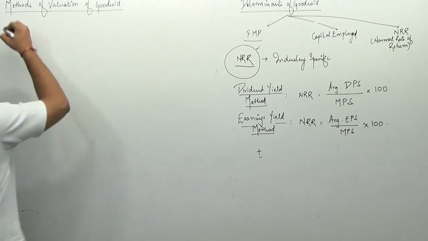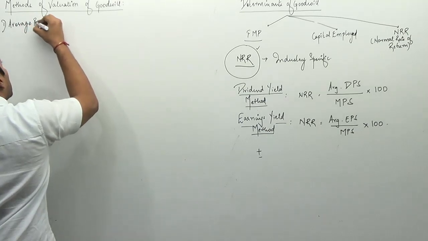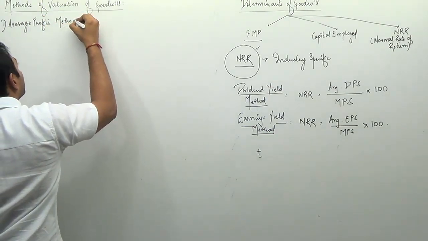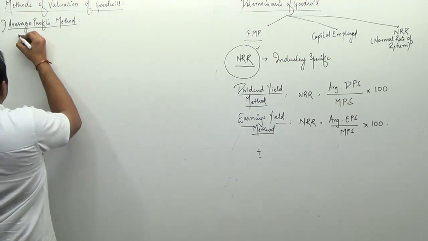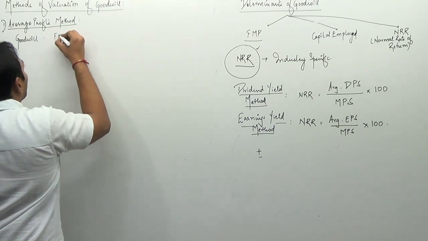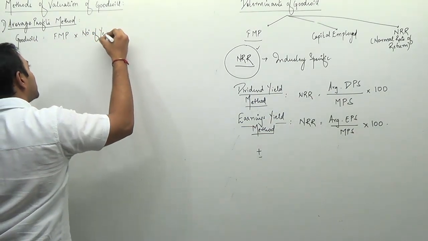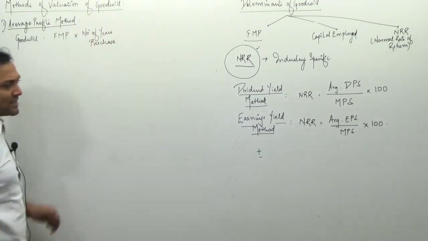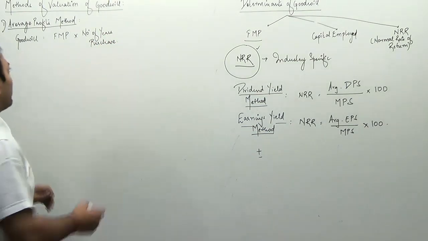Let's talk about this. The first method that I'll be discussing is the average profits method. Under the average profits method, the value of goodwill is equal to future maintainable profits multiplied by number of years purchase. We have already seen the computation of future maintainable profits. So the same future maintainable profits multiplied by number of years purchase.